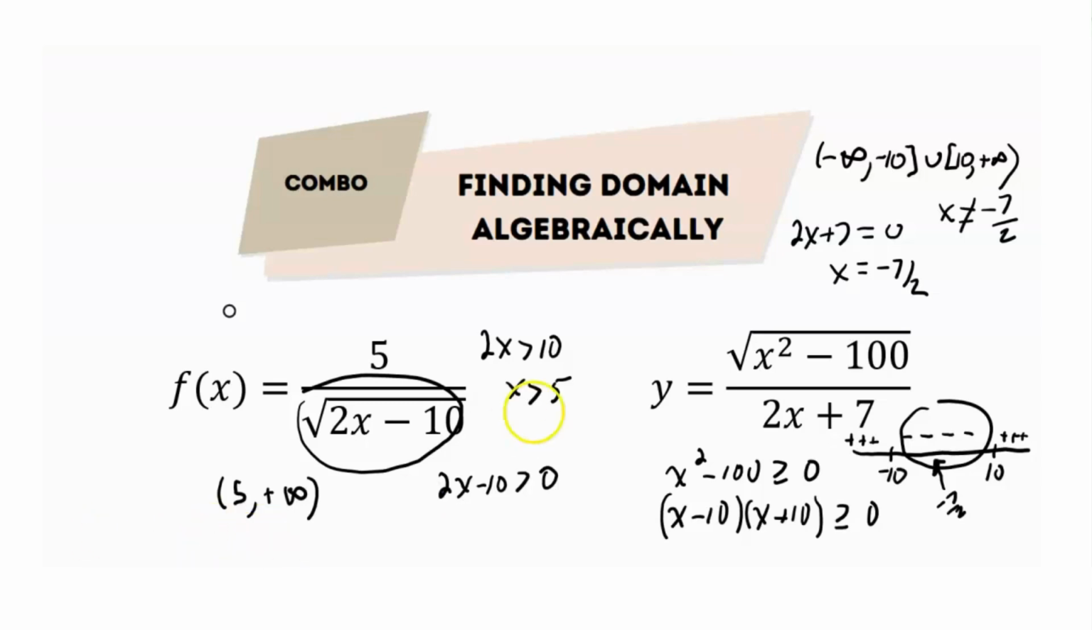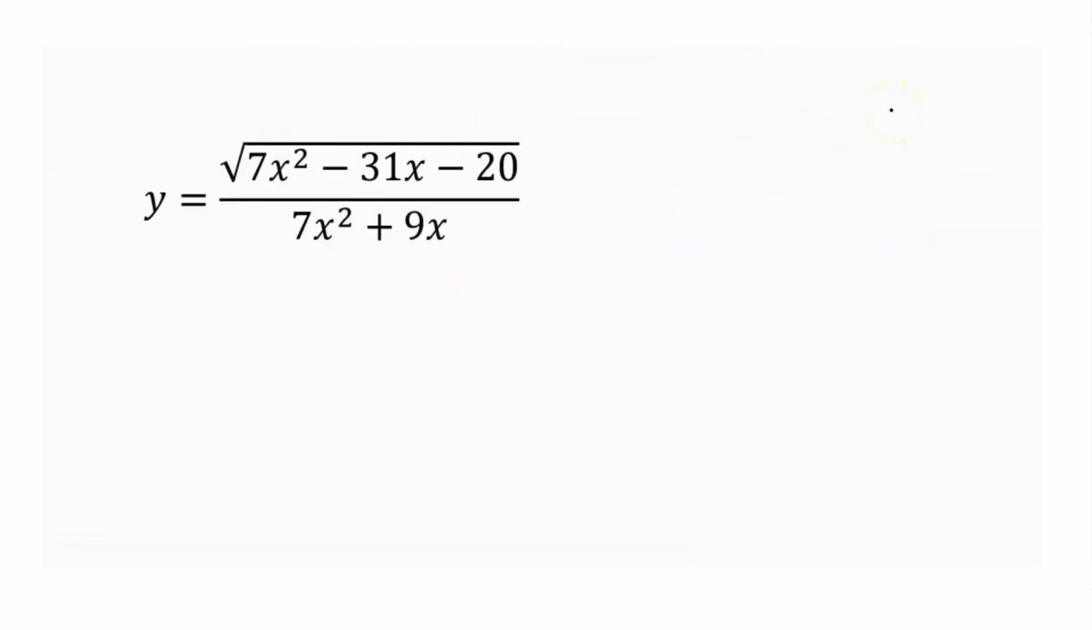Okay? All right, so now let's take a look at the last problem. For our last example, we have the square root of 7x squared minus 31x minus 20, all divided by 7x squared plus 9x. So what I'm going to do is factor an x out of the denominator, so I would get x times 7x plus 9. So that means x cannot equal 0, and x cannot equal negative 9/7, as part of my domain.